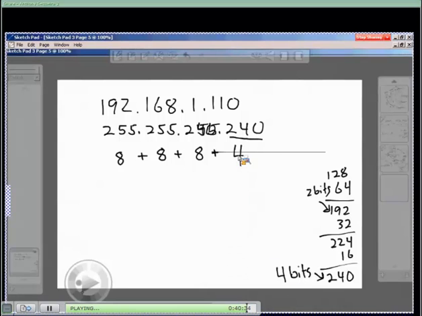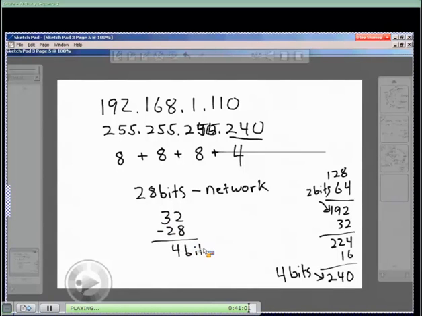What does this add up to? 8 plus 8 is 16, plus 8 is 24, plus 4 is 28. There are 28 bits in this scheme for the identification of the network. There are 32 bits total minus 28. That gives us 4 bits for host identification.